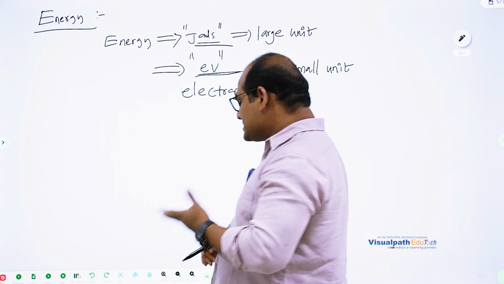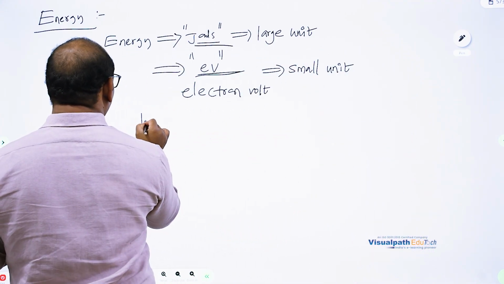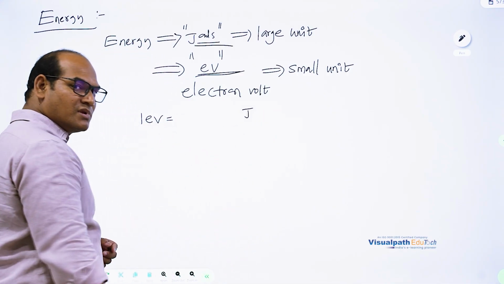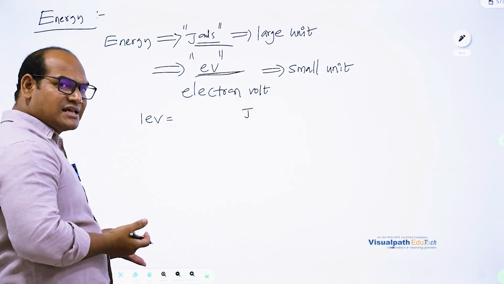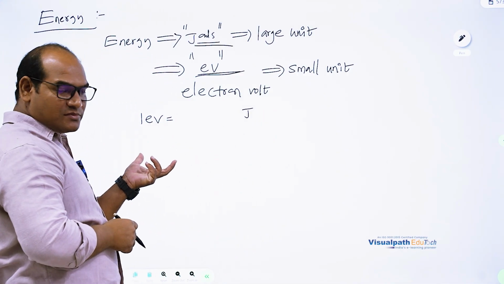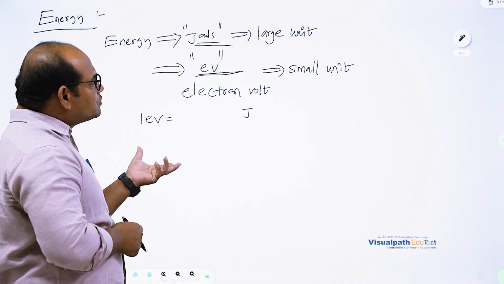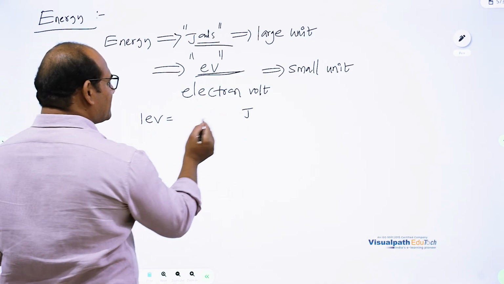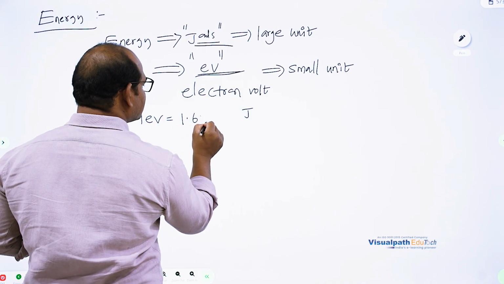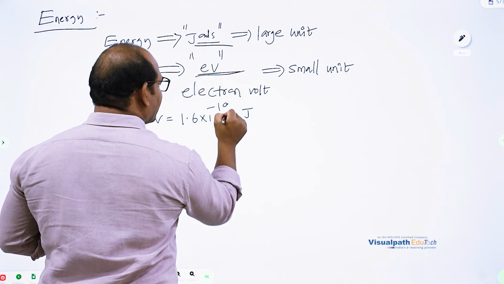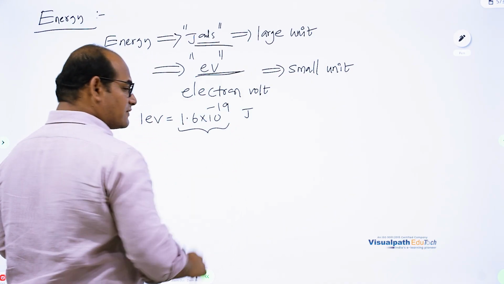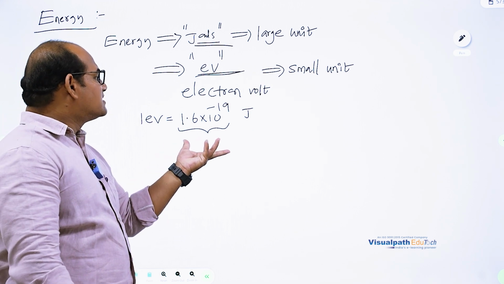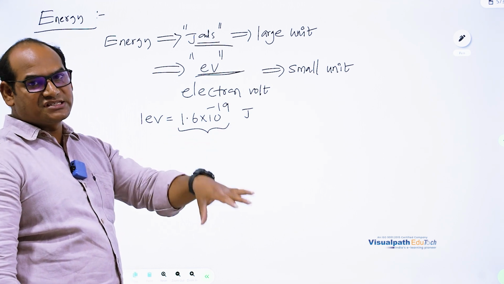Okay, then what is the meaning of that? One electron volt can be related to joules. So I am saying that it is a very small unit. So 1 electron volt should be some multiplication factor of 1 joule. What is that multiplication factor? It is nothing but 1.6 into 10 power minus 19. This number we are already familiar with. Okay, that is the charge of the electron. 1.6 into 10 power minus 19 coulombs is the charge.